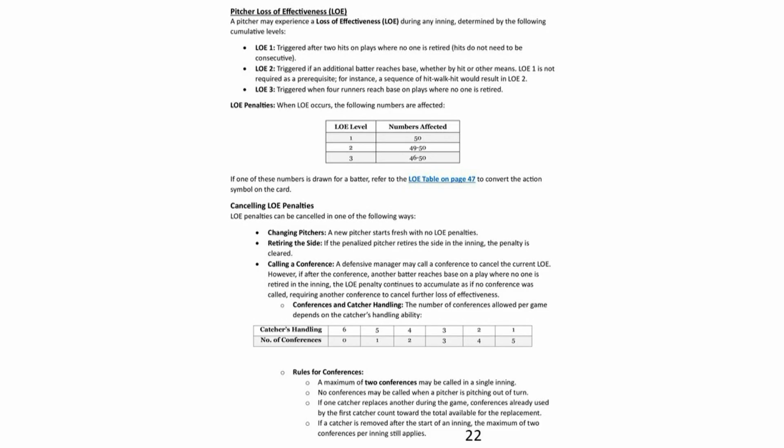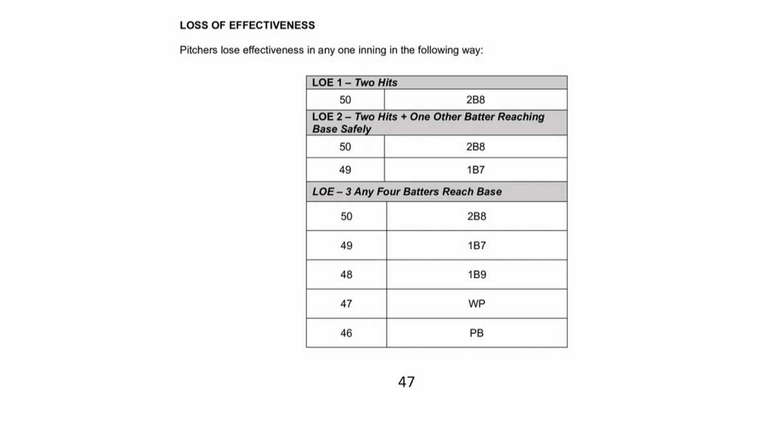Pitchers can also have bad innings, so Ballpark Baseball includes the loss of effectiveness feature. The rules for loss of effectiveness are found on page 22 of the playbook and the corresponding table on page 47. Loss of effectiveness penalties apply when numbers 46 through 50 are drawn, which is why the pitcher cards have a red border for those numbers. Page 32 also indicates rules for both pitcher and batter usage when multiple games are played.